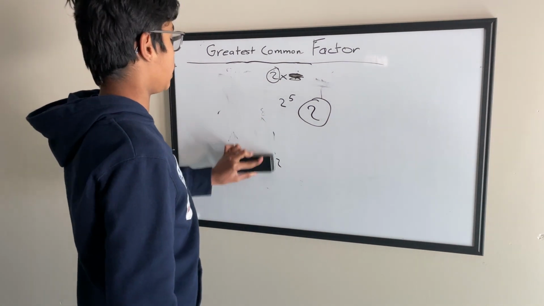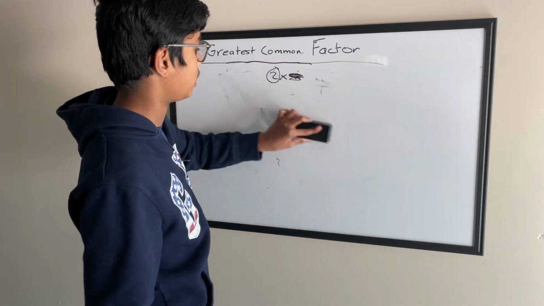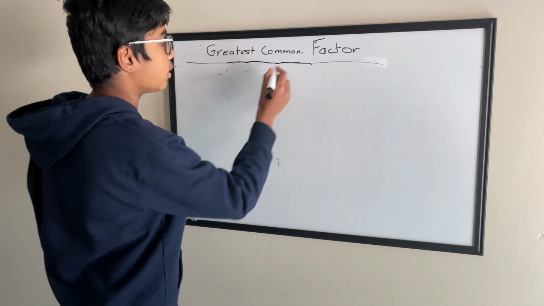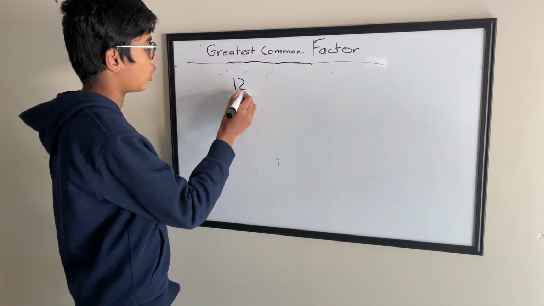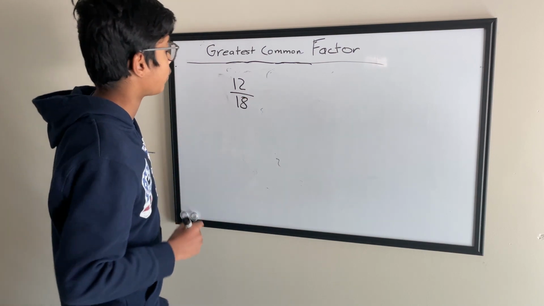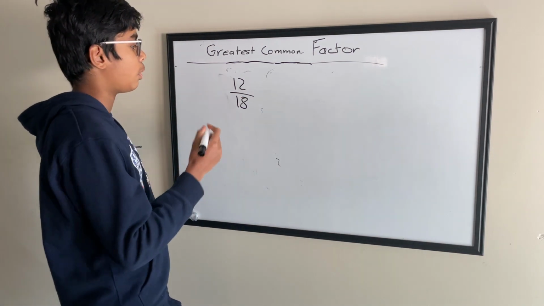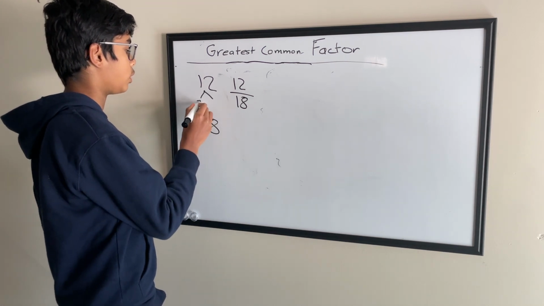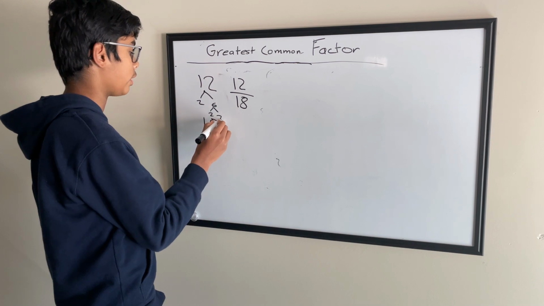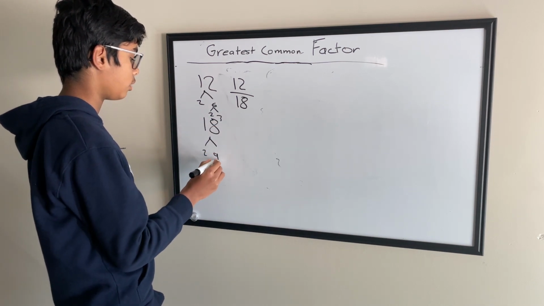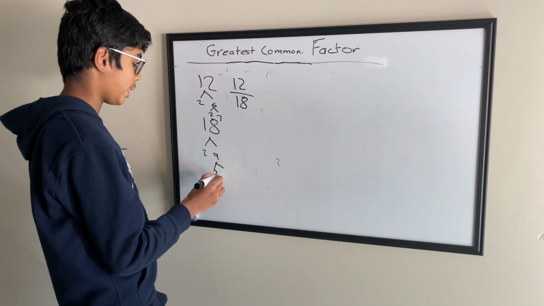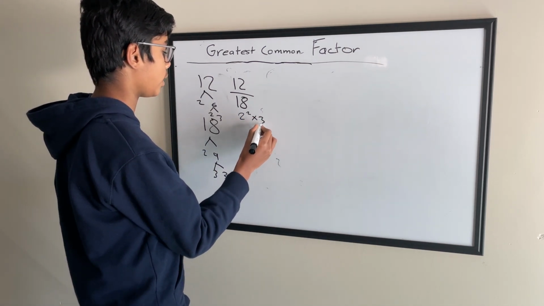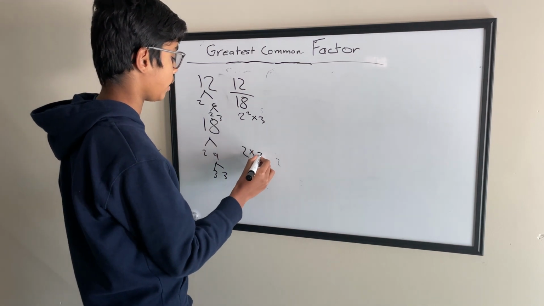So why do we need the greatest common factor? If you want to simplify a fraction, say like 12 over 18, how can we simplify it? So what we do is we find the greatest common factor for both of them. So 12 would be 2 and 6, and 6 would be 2 and 3. 18 would be 2 and 9, while 9 is 3 and 3. So this would be 2 squared times 3, and this would be 2 times 3 squared.